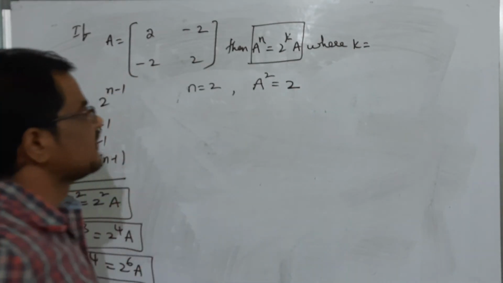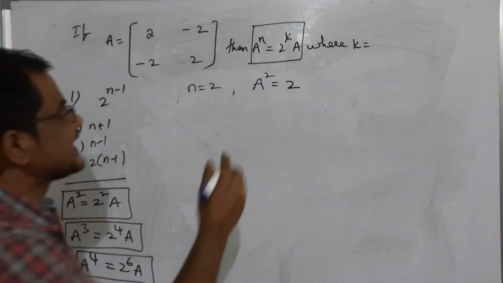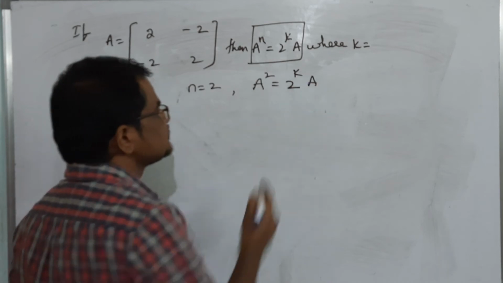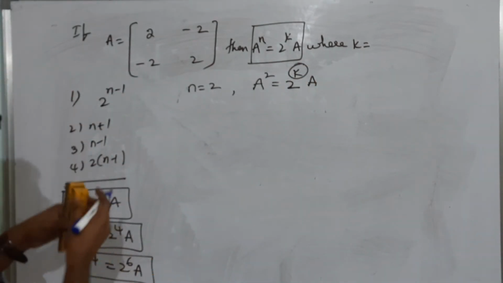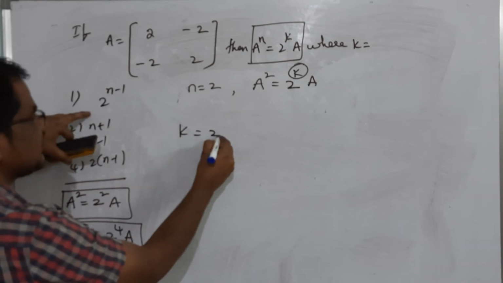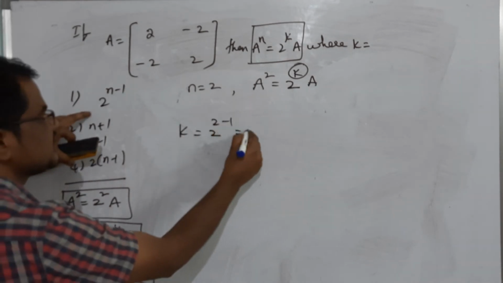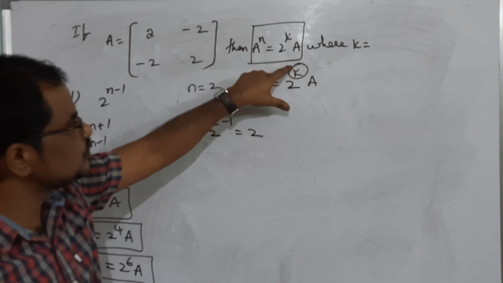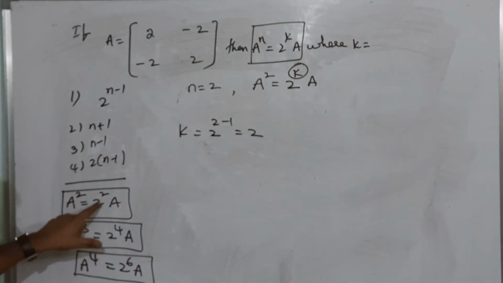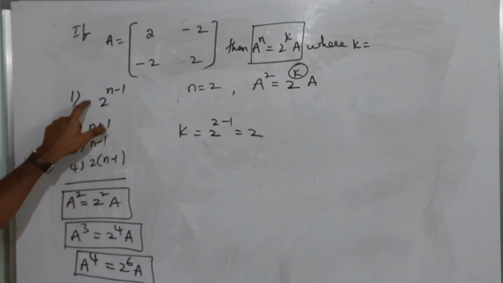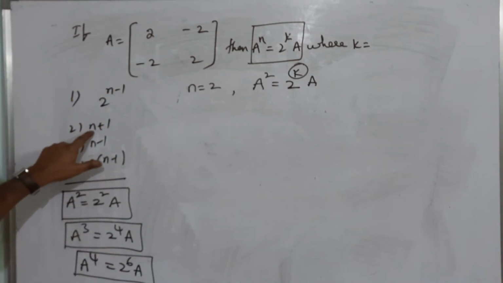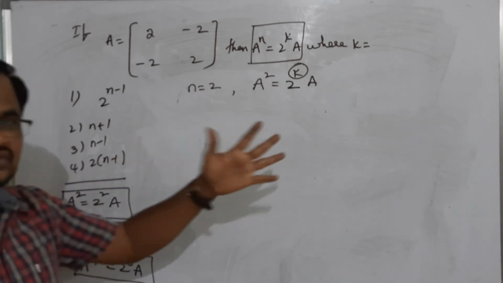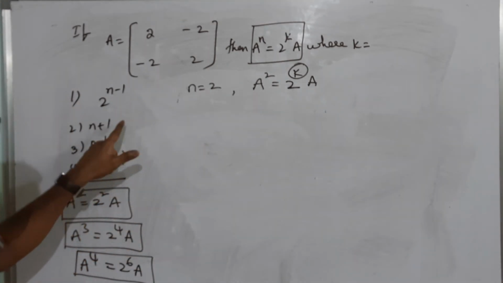2 to the power of k into a. So here k equal to what? Any one of the options. So k equal to, suppose if you take here 2 to the power of 2 minus 1, that is equal to 2. If you substitute 2 square, satisfied. Now a square equal to 2 square. So first option satisfied. And come to second option, k equal to 2 plus 1, 3. So 2 to the power of 3 not there. So we can't take this option, right?